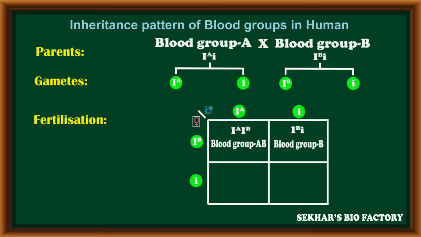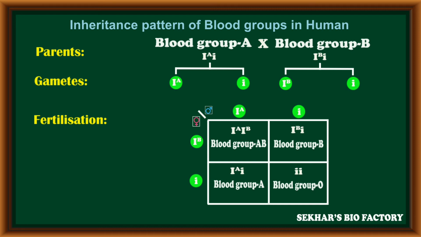The second combination is capital IB, small i. Due to dominance, only the IB allele is expressed and the progeny gets B blood group. The third combination is capital IA, small i. Because of dominance, only capital IA is expressed and the progeny gets blood group A. The last combination is small i, small i. Because of the homozygous recessive condition, the progeny will get O blood group.